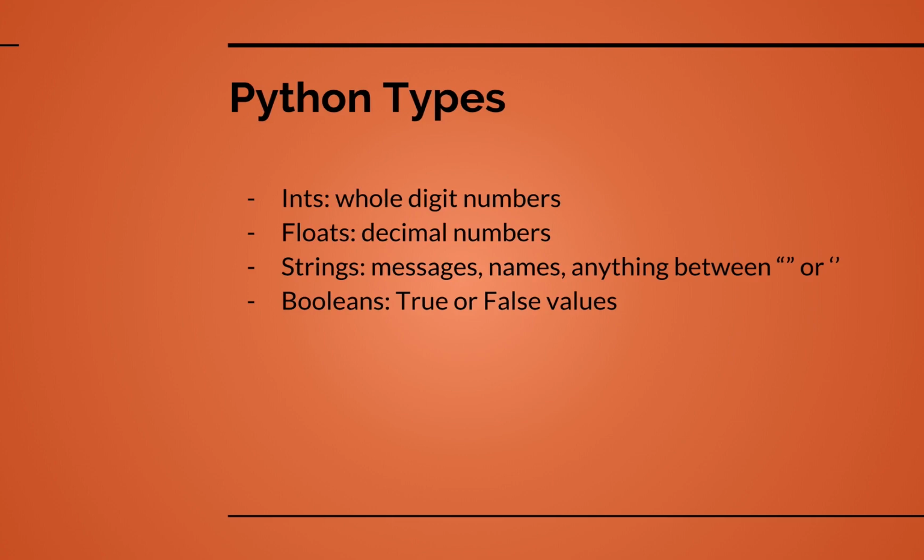Now in Python, we have the four basic types. Two represent numbers, and the other two represent text and true or false values. So we have integers and floats for those numbers. Ints, or integers, are whole digit numbers, positive, negative, or 0. As long as there's no decimal, it's an integer. Whereas floats represent all of the decimal numbers.